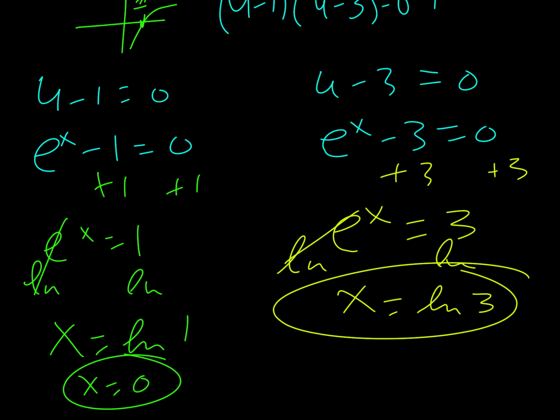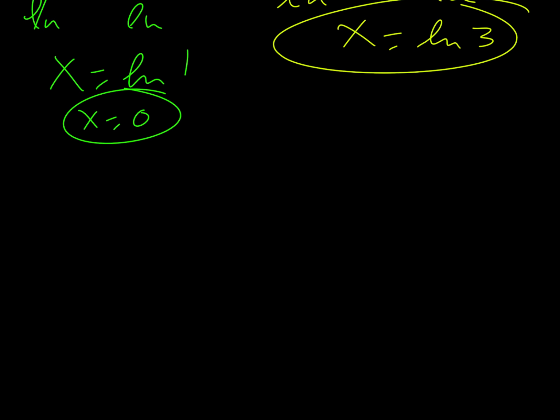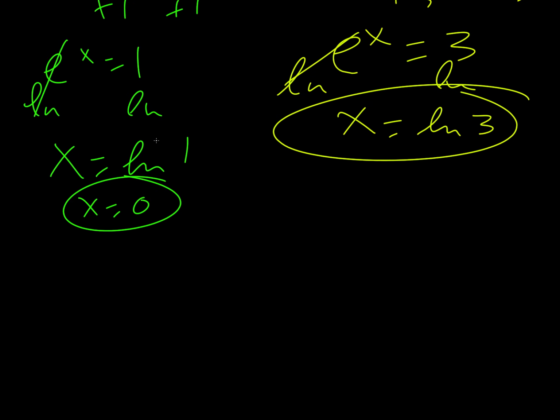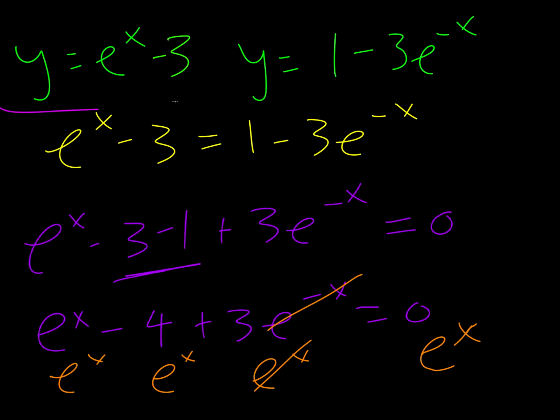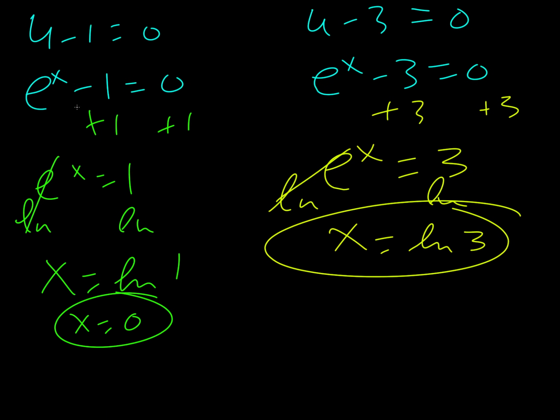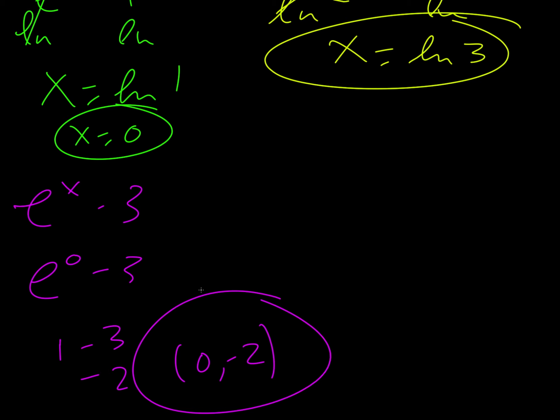And we need to know the points where they cross. So these are just the x values. And so we plug that into one of the originals. So I'm going to do this one. So e to the x minus 3. But if I plug in a 0, I get e to the 0 minus 3. E to the 0 is 1. So 1 minus 3 is negative 2. And so that point is going to be 0, comma, negative 2 is one intersection.